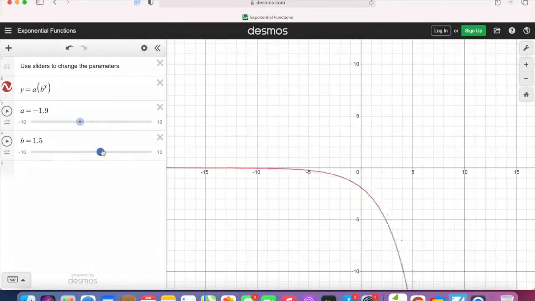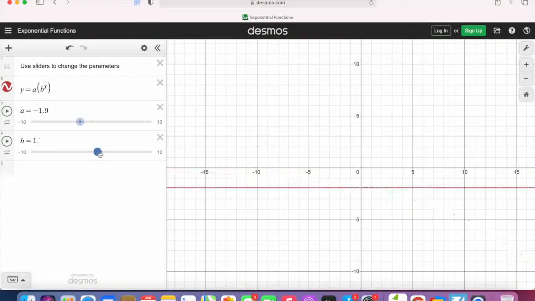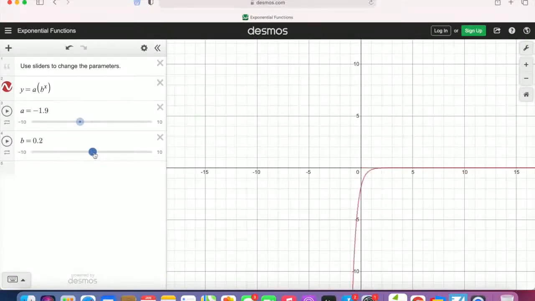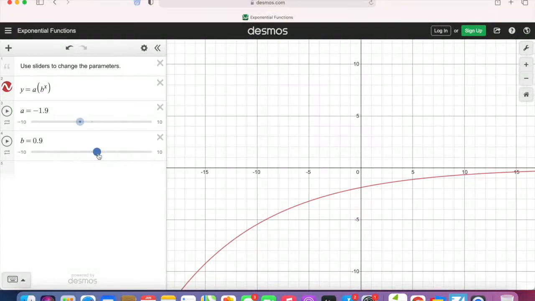If it's larger than 1, look, it's going down. A is negative, B is larger than 1, it goes down. What happens if B is between 0 and 1? There's 1, there's between 0 and 1. Doesn't it go in the opposite direction? Everybody see how that's working? Okay, so that just gives you some ideas of what your exponential functions are.